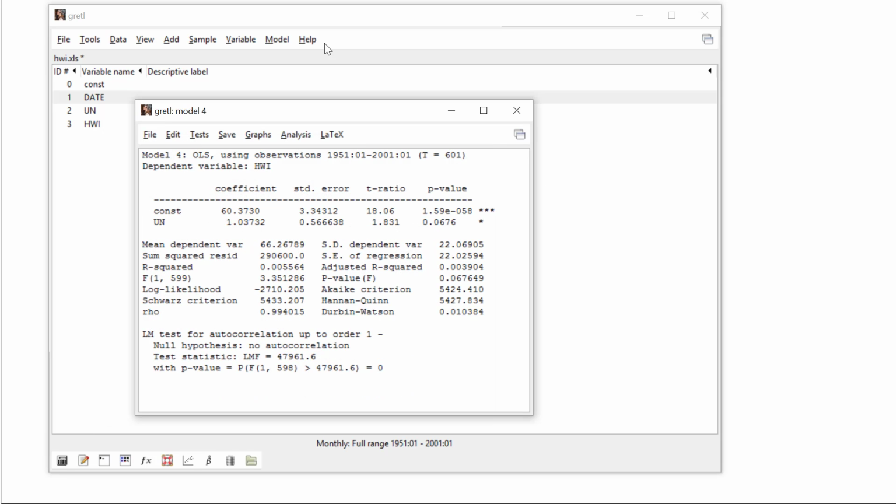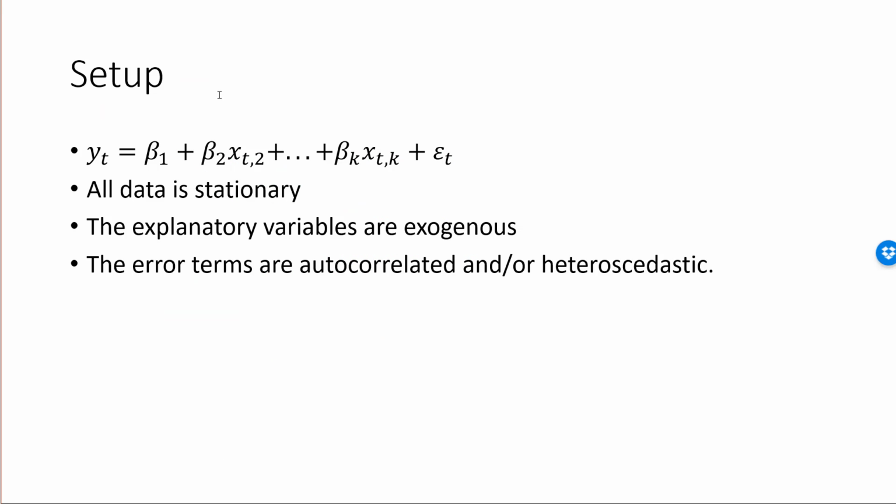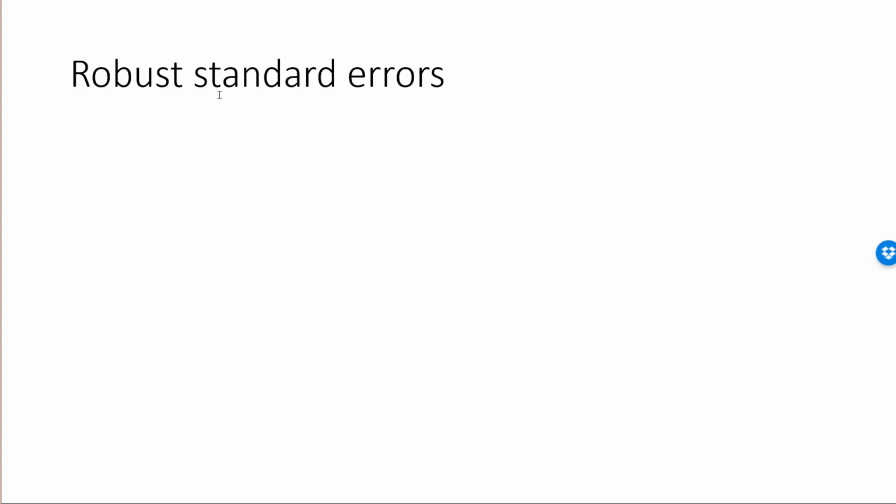We do have autocorrelation, and the conclusion that I have to draw is that if I'm willing to assume that unemployment is exogenous, then these estimates of the constant and the marginal effect of unemployment will be unbiased and consistent. However, due to autocorrelation, I cannot trust the standard errors. They will not be consistent estimates. So what we can do in this case is try the robust standard errors.